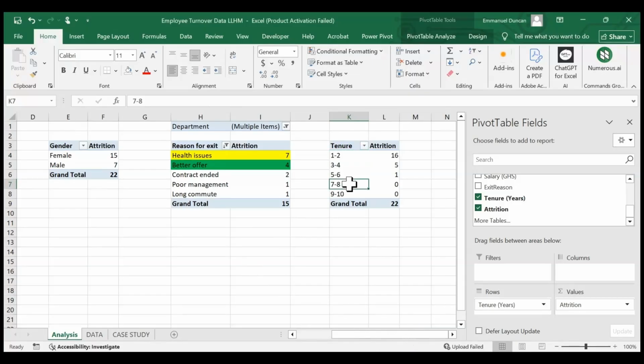Let's calculate the attrition by salary.